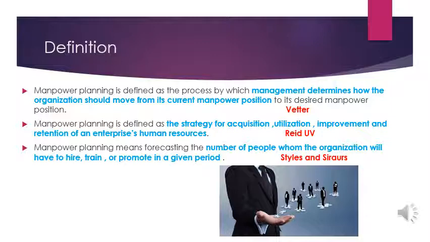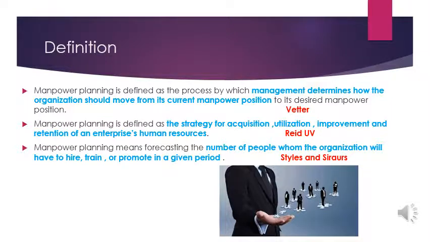And the last one: manpower planning means forecasting the number of people whom the organization will have to hire, train or promote in a given period. So it is a type of forecasting the number of employees they want in their organization, through training, hiring or promotion, to attain the goals of an organization at a specific period of time. It is given by Stiles and Styrus.